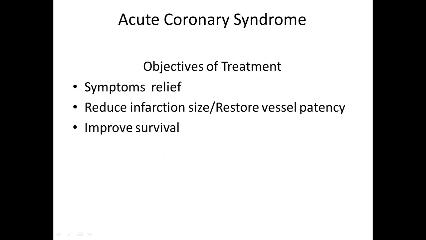Okay, all right. What are the objectives of the treatment of acute coronary syndrome? Of course, symptom relief. The patient is uncomfortable, so you have to treat the symptoms. You have to reduce the infarction size, that is, you have to reduce the amount of dead muscle that you're going to get. You're going to restore vessel patency, that is, restore the vessel to as close to normal as possible, and you're going to try and improve survival, decrease death. So these are the objectives of treatment: symptom relief, reduce the size of the heart attack, and improve survival.